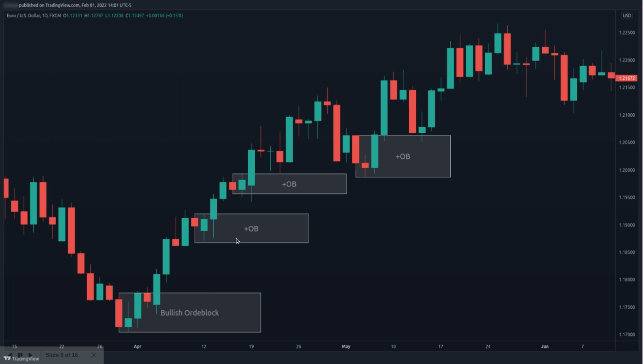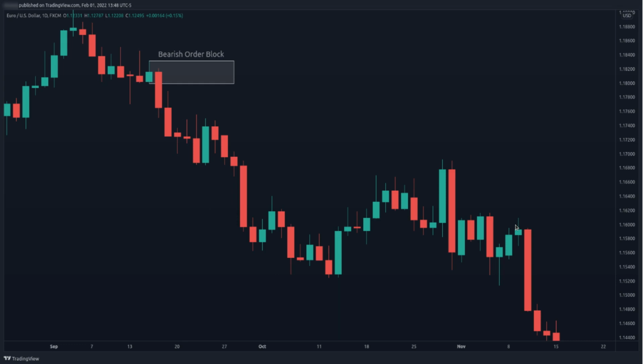So I'm making a shorthand here of plus, meaning that it's a bullish order block. So I'll be using minus for the bearish order blocks. All right, let's have a look at the bearish order block. So you can see we are just reversing what we've been saying about the bullish order block here.